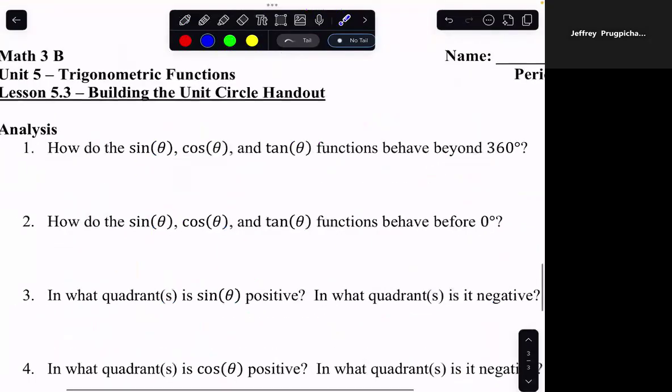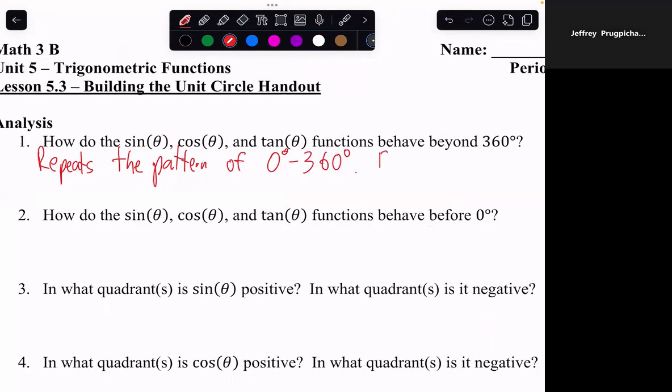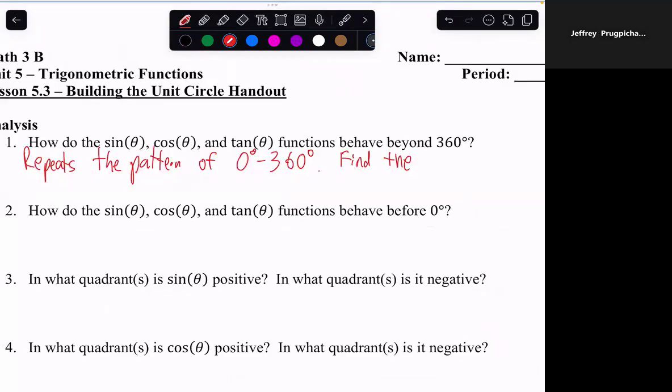The angles from 360 to 720 are the same as from 0 to 360, basically. So we'll say that it repeats the pattern of 0 degrees to 360 degrees. The way that you would actually calculate the value is you would find the coterminal angle between 0 degrees and 360 degrees.